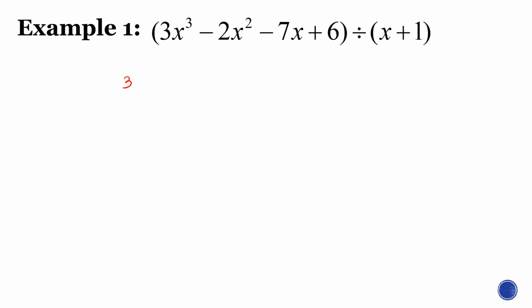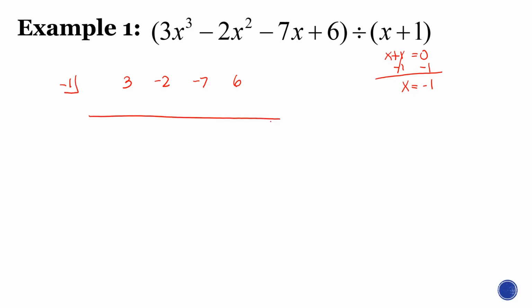So this is going to be 3 from 3x cubed, negative 2 from negative 2x squared, then negative 7 from negative 7x, and then this is positive 6. After that, we will equate the divisor to 0 and then solve for x. So here our x is equal to negative 1, and then we will put that negative 1 here. And then after we did all of that, we will bring down this 3.